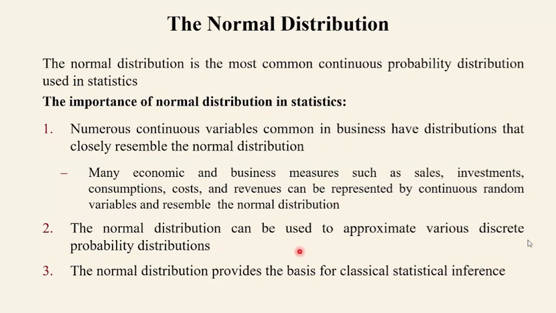The normal distribution can be used to approximate various discrete probability distributions, right? It can approximate even the binomial or the Poisson. Both of these distributions can be approximated by the normal distribution under certain conditions. This normal distribution also provides the basis for classical statistical inference. Because of these points, the normal distribution is very important in statistics, right?